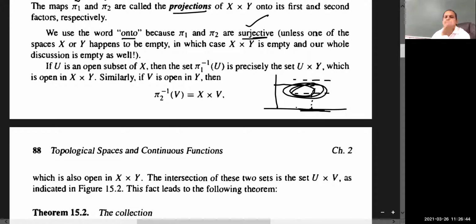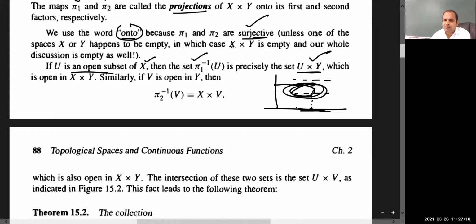So the claim is that all these projection maps are onto in case X and Y are non-empty, because if X and Y are empty, then their Cartesian product is going to be empty. And second, let us define this map. If U is an open subset of X, then the set pi1 inverse of U is precisely the set U cross Y, the Cartesian product of U and Y.